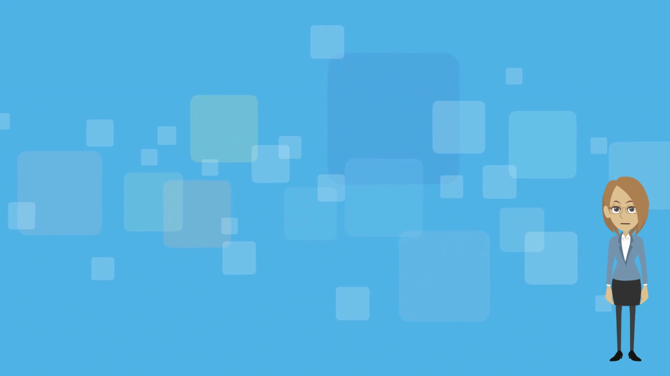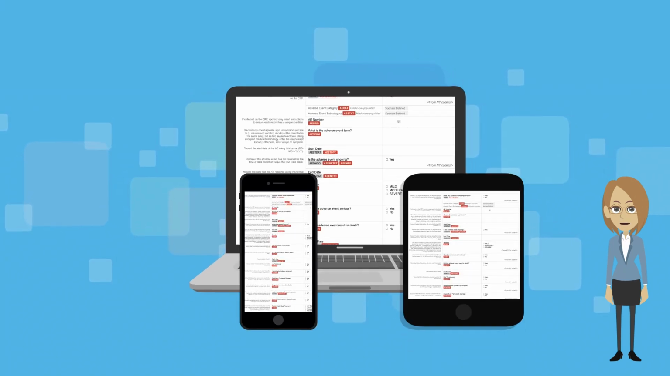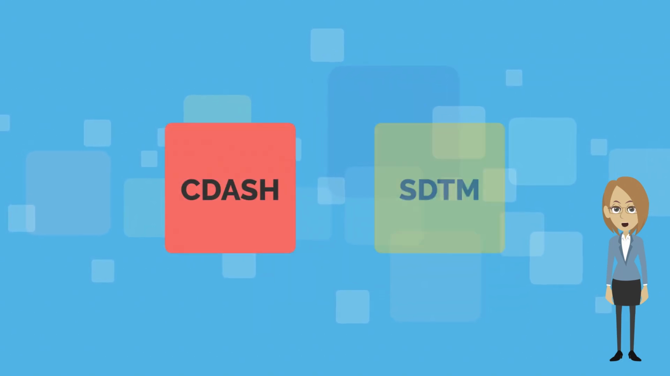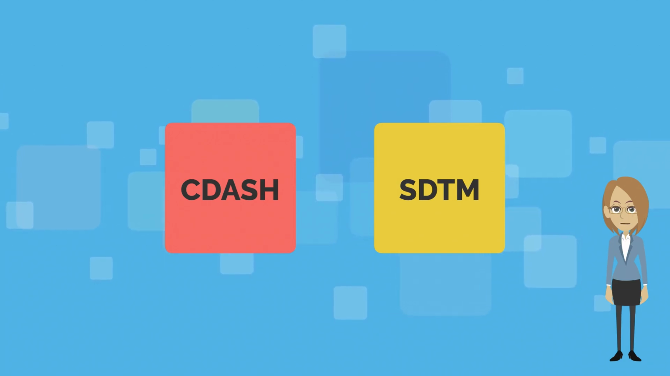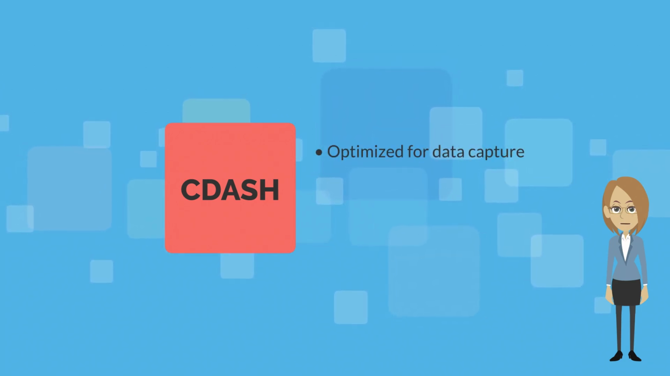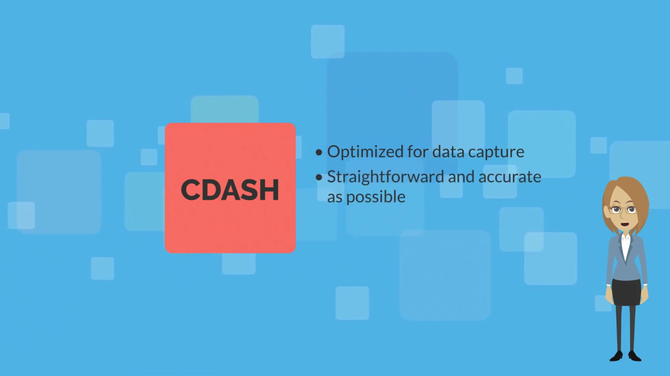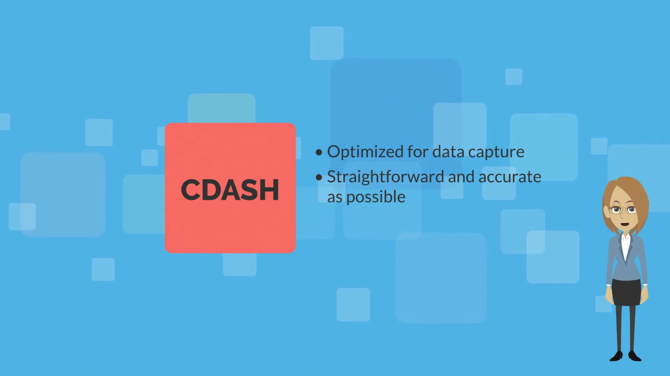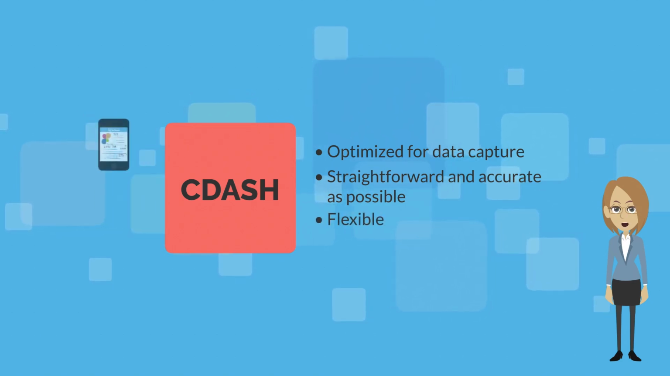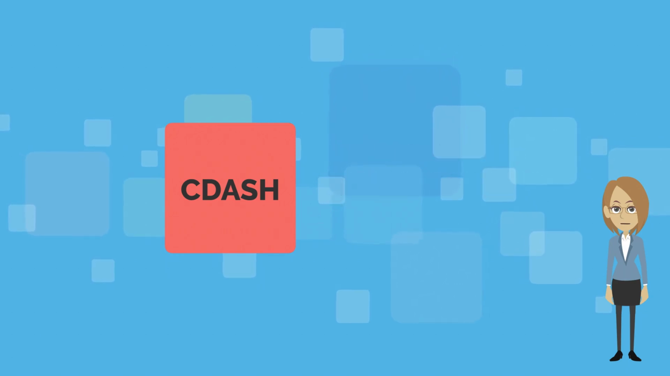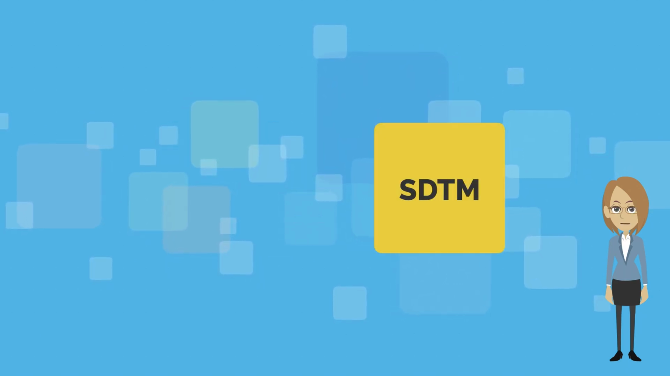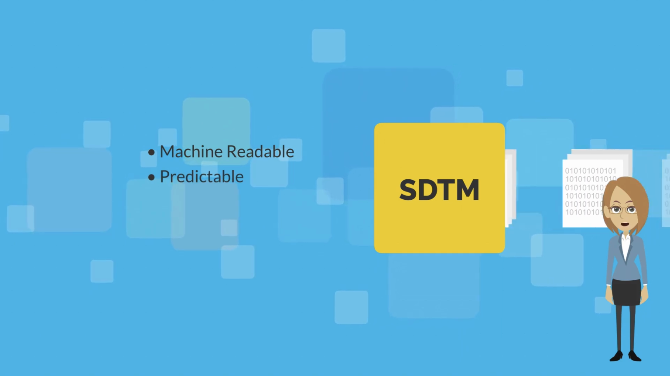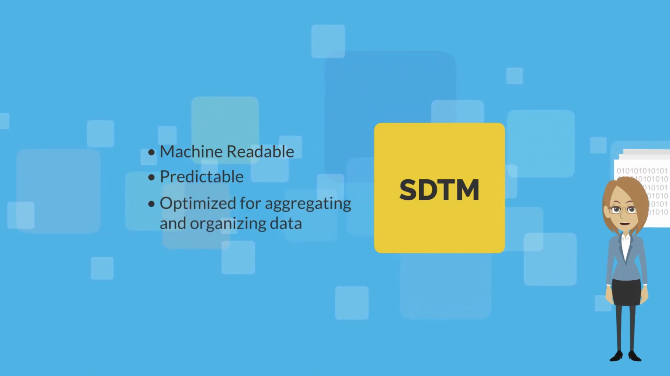CDASH is system agnostic, meaning it covers data captured by any means, from handheld devices to case report forms to electronic data transfers. CDASH is closely aligned with the SDTM data standard, but they serve different purposes. CDASH is optimized for data capture and is designed to make the process of collecting data as straightforward and accurate as possible. It has to be flexible enough to accommodate a wide variety of data capture technologies. SDTM, on the other hand, is designed to be machine-readable and predictable, and is optimized for aggregating and organizing data.